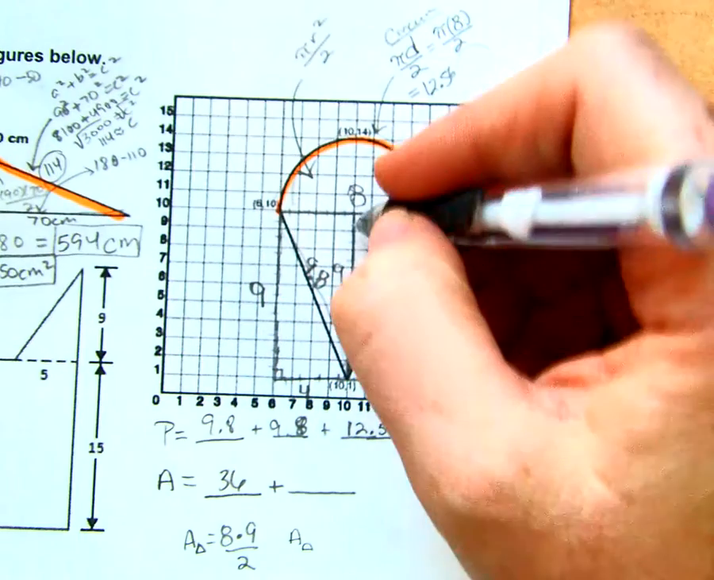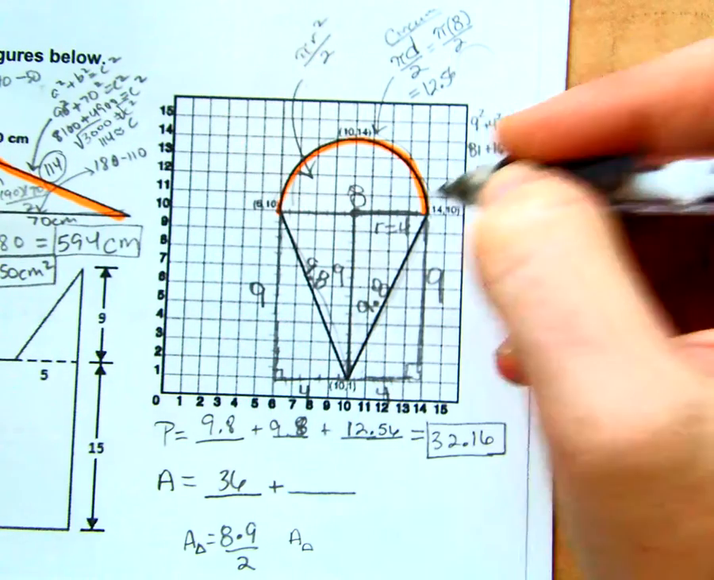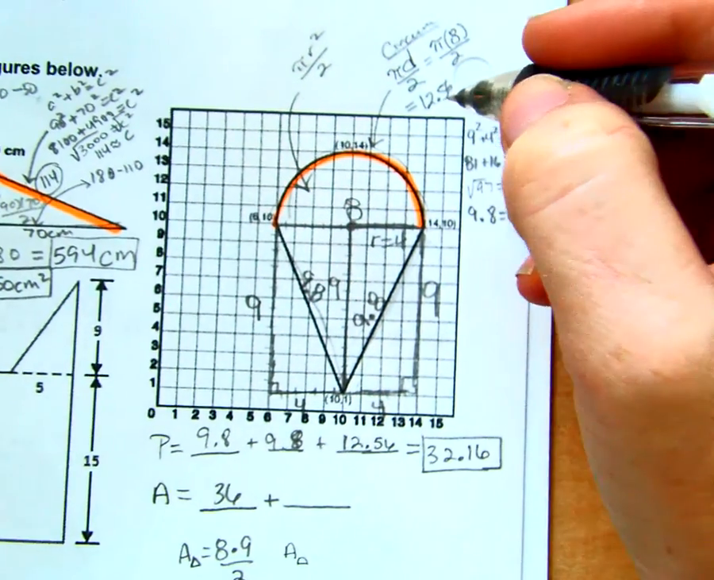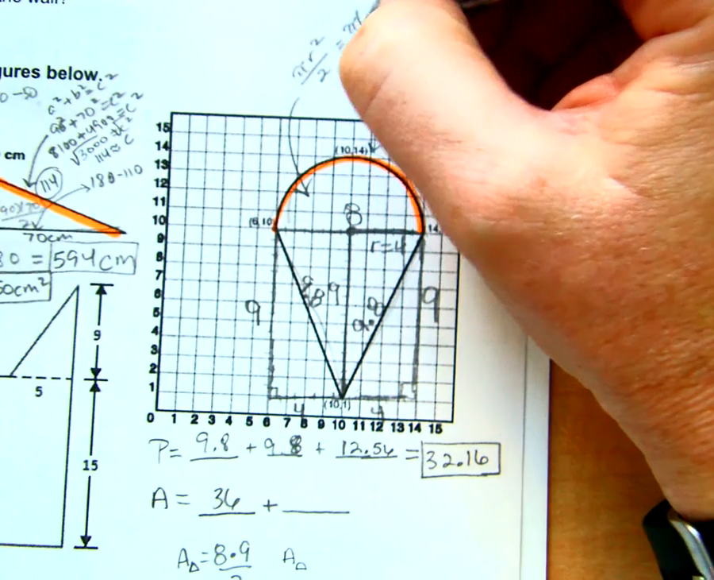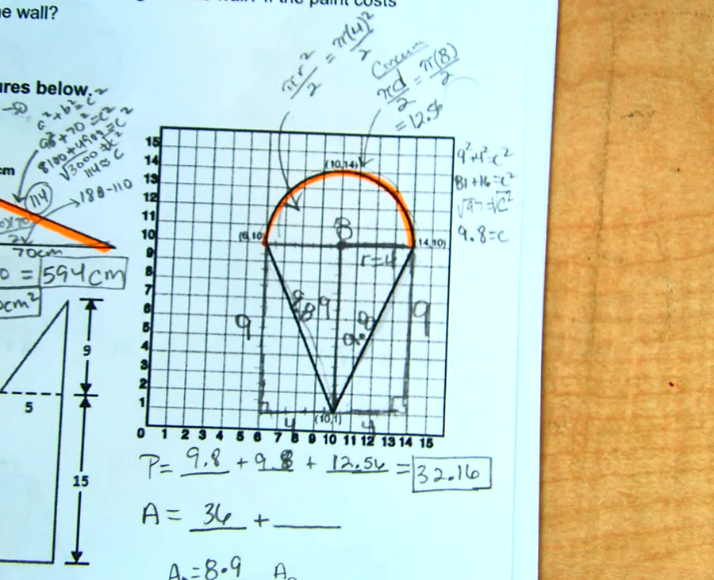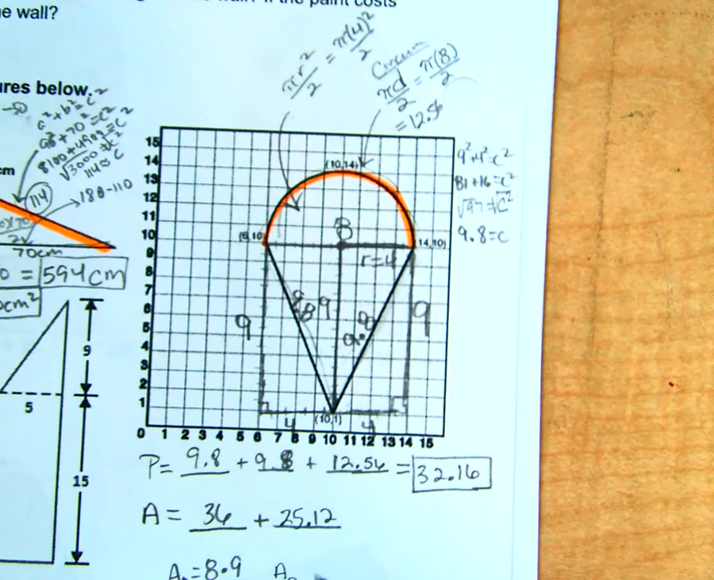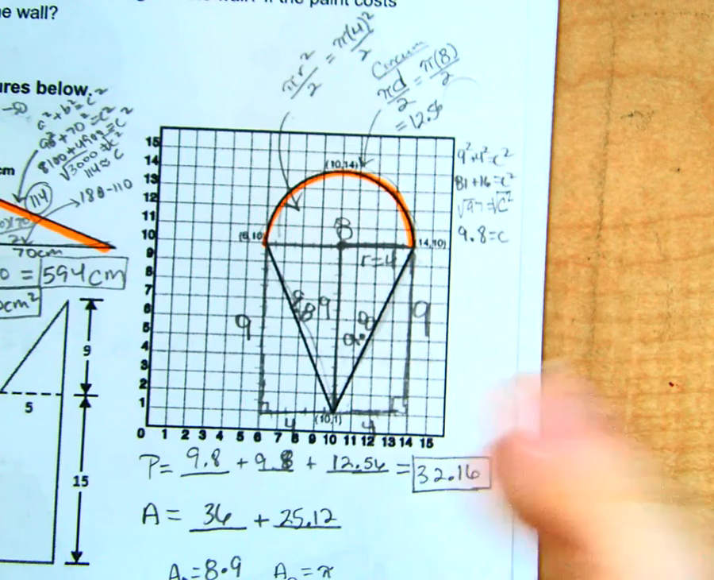So if my diameter is 8, then my radius is going to be half that, so my radius is going to be 4. So this is going to be pi times 4 squared divided by 2. So you're looking at 4 squared, which is 16, times 3.14, and then divide that answer by 2 to make it half a circle, and that would be 25.12.